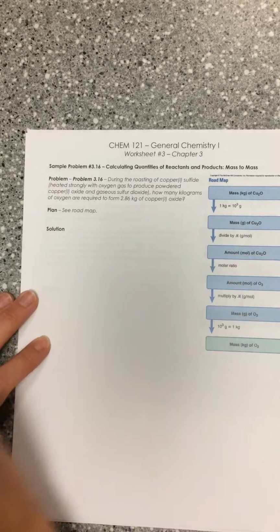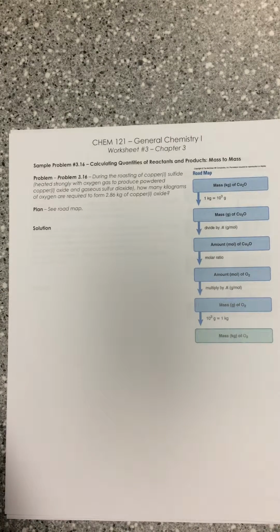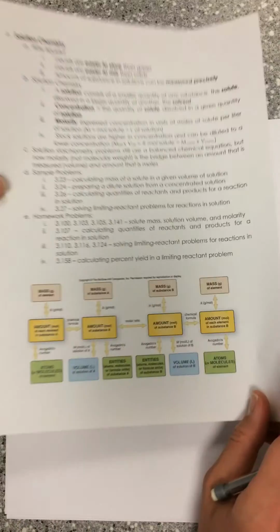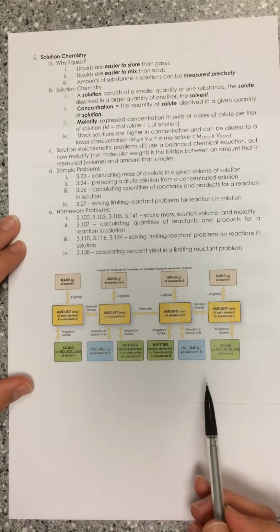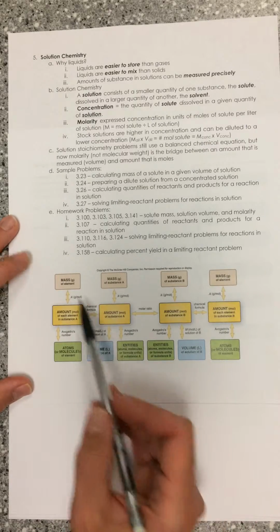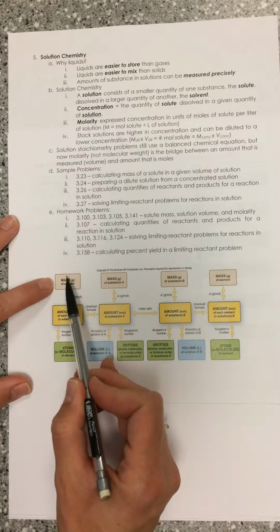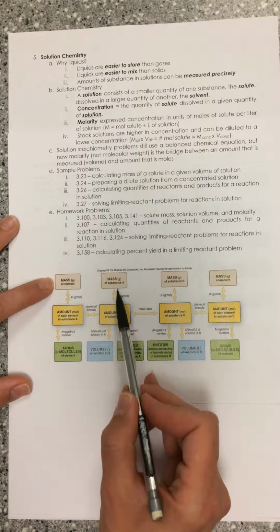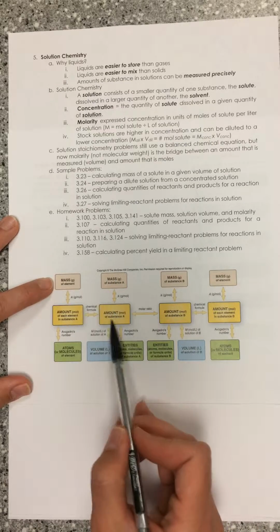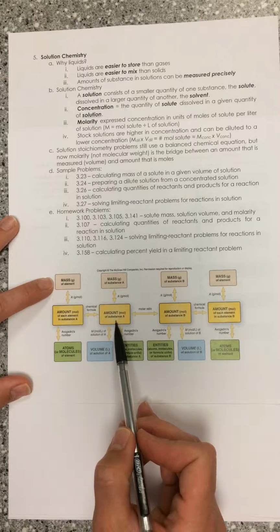Okay, so our next problem here has to do with calculating quantities of reactants and products, looking at mass to mass. One of the other things that I will pull out here to remind you of is what I've called a mole game board. The idea is if we want to walk from a mass of a substance A to mass of substance B, we can use molar mass to walk to amounts of that substance in moles.